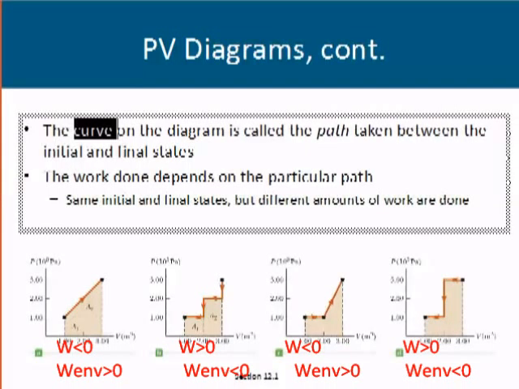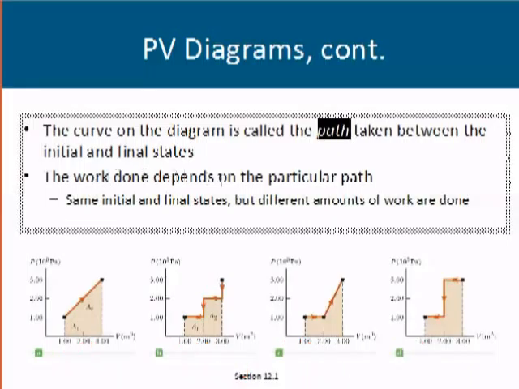The curve on the diagram is called the path taken between the initial and final states, and you'll notice it does have a little arrow on it, so this is clearly marked as initial state and final state. The work done depends on the particular path.